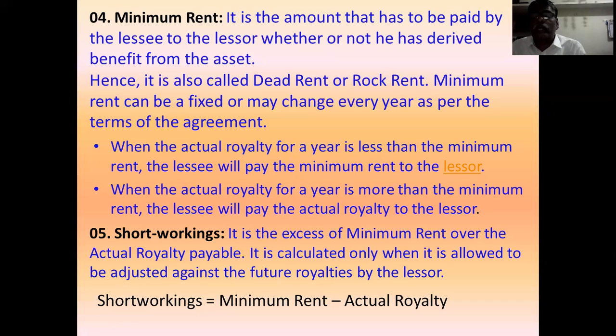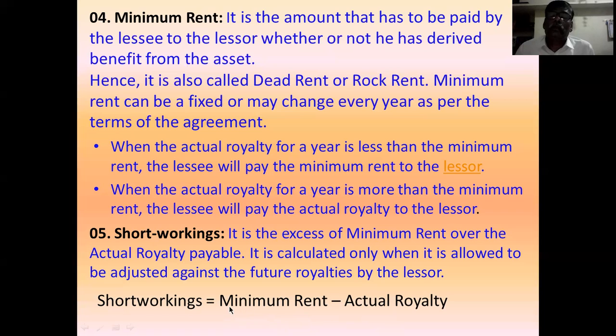And as per the agreement between the lessor and lessee, that may be recovered in the coming years, in the next years, if there is a provision for recovery of that amount. Remember this, short working means the excess of minimum rent over the actual royalty.